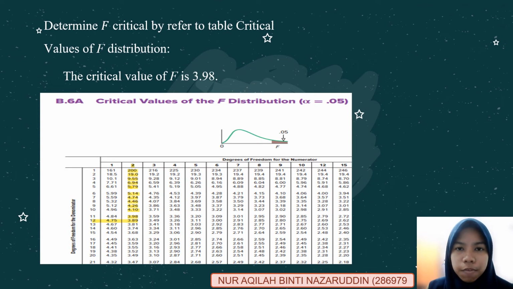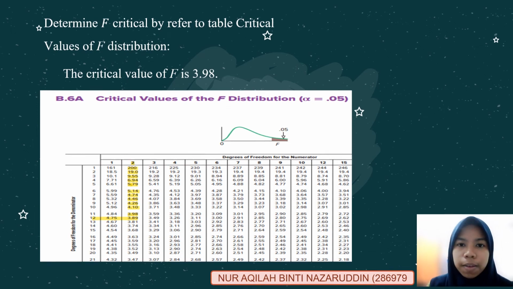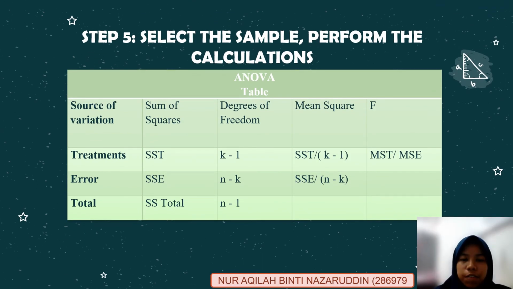To determine F critical, we refer to table critical values of the F distribution, which is level of significance 0.05. And as we can see, the degrees of freedom of the numerator is 2 and degrees of freedom of the denominator is 12. So the critical value of F is 3.89. For the next step, step 5 is select the sample and perform the calculation. In this question, we use analysis of variance table. So we can see there are sum of squares, degrees of freedom, mean square in order to find the computed F.